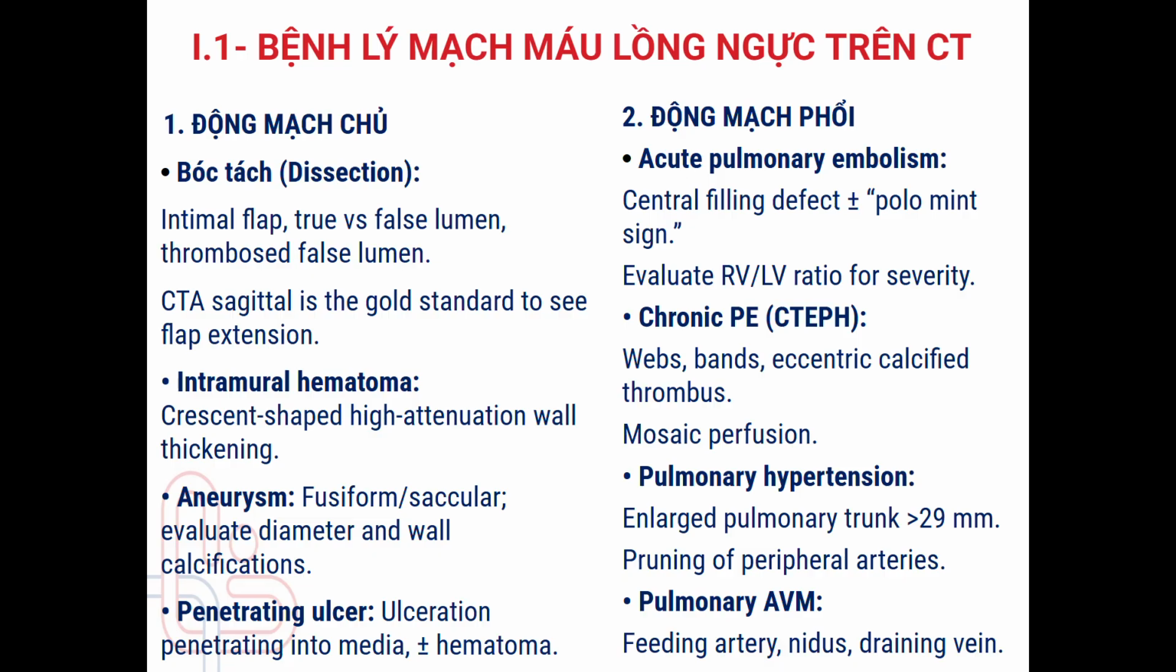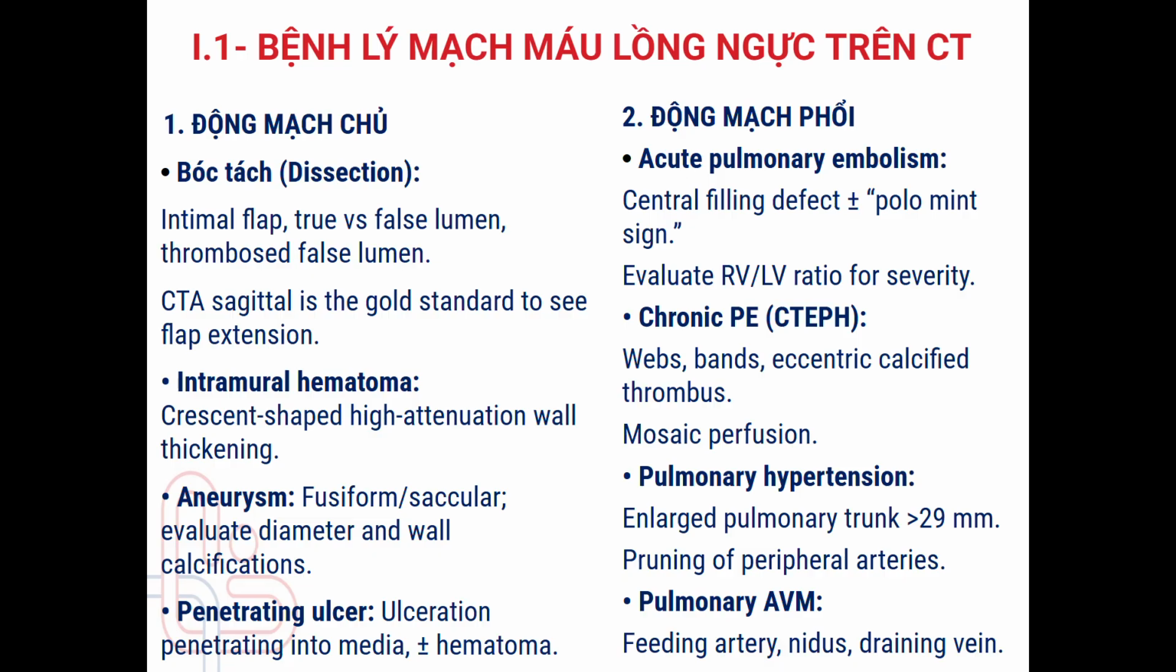For pulmonary hypertension, a CTA diagnosis is supported by enlargement of the main pulmonary artery greater than 29 mm or larger than the adjacent ascending aorta. Additional findings include pruning of peripheral vessels, septal flattening, and mosaic perfusion pattern. In chronic thromboembolic pulmonary hypertension, CTA shows webs, bands, eccentric wall-adherent thrombi, and vascular narrowing.